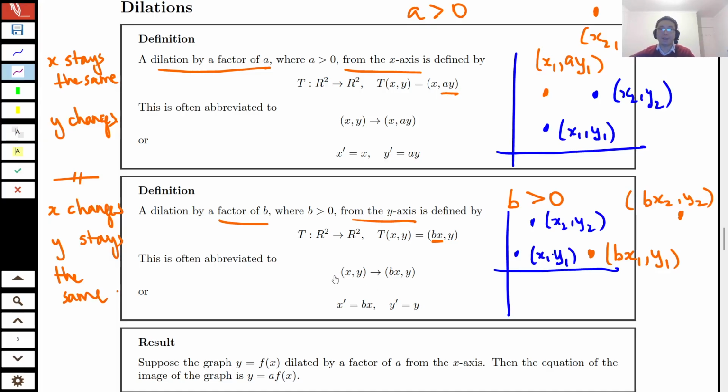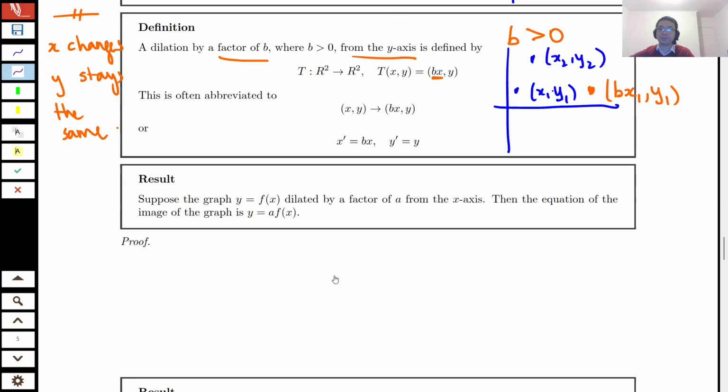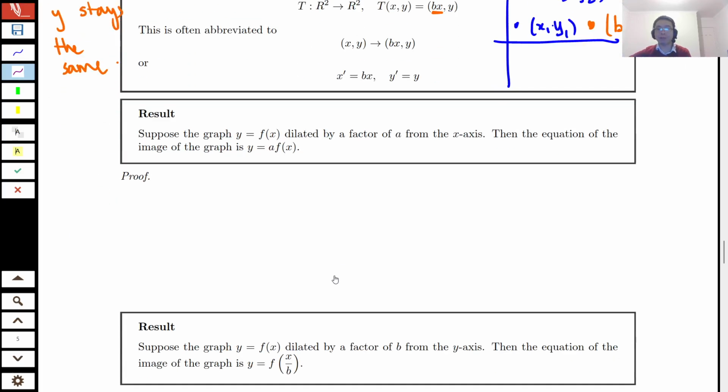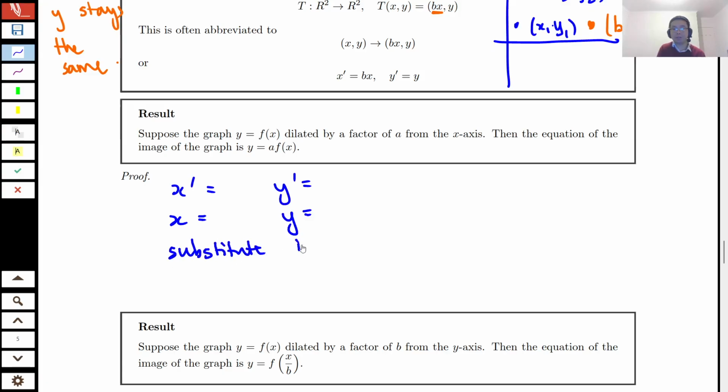All right. So a couple of results as well. I'm going to leave this one for homework. I would need you to define x dash and y dash, solve for x and y, and then substitute into y equals f of x.